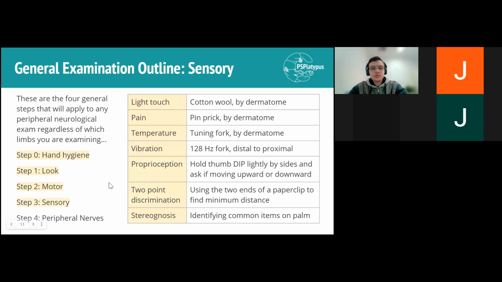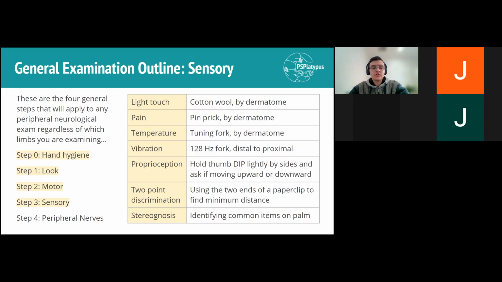Now with sensory, you want to do all of these things. It's a lot to take in, but just think about it systematically. And you might also want to think about the physiological aspects behind it. So what are the spinal tracts that you're actually testing? I'm not going to go into it here, but you may have had a session on it with us in semester 1. So light touch, you're just using cotton wool. You don't want to push too hard because then that's deep touch. So lightly tap with cotton wool, and you want to go by the dermatomes. So hopefully at this stage you are familiar with the dermatomes. If not, send one of us a message, and we can do a brief video on this. It's really important to know what the dermatomes you're testing are.